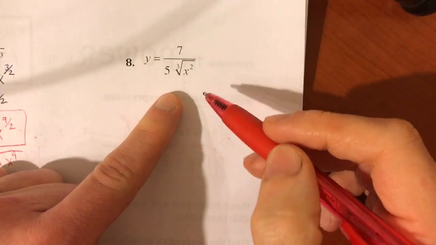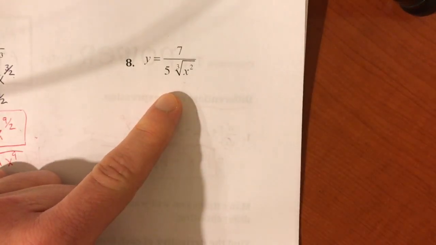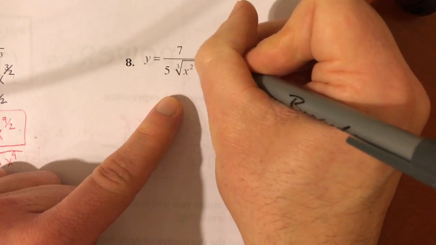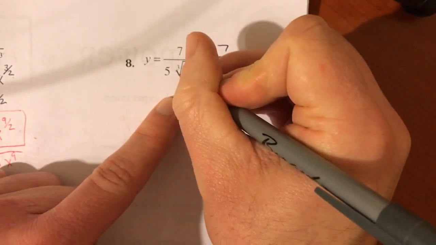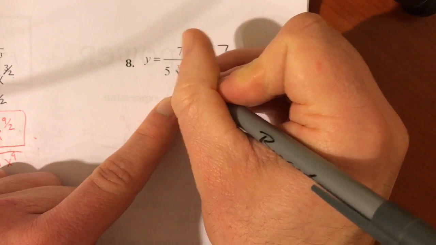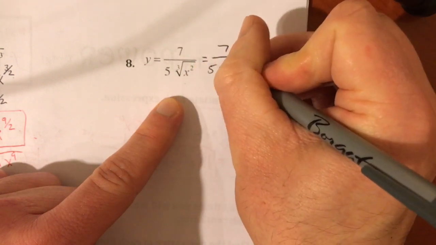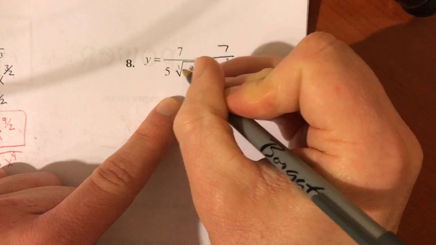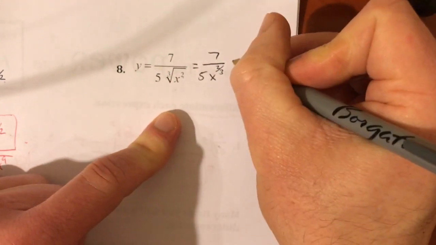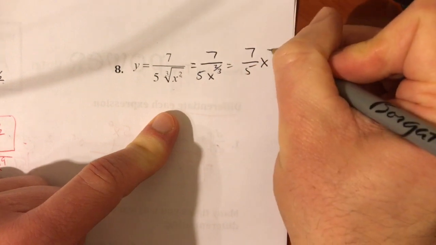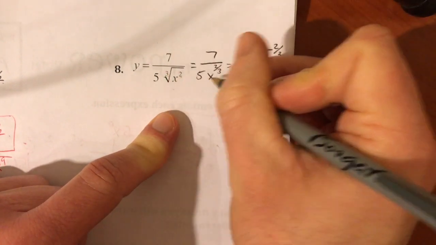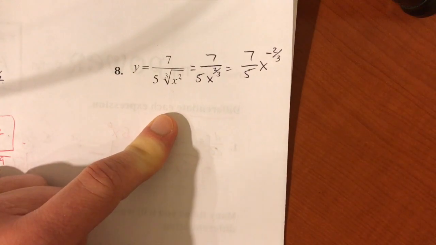Number 8, we got, again, just a radical. It's in the denominator, so we're kind of putting all the ideas together here. Just take your time. The cube root of x squared is really x to the 2/3. Just watch that power over root. And if it's in the denominator, that is really 7/5 x to the negative 2/3. Doing those two maneuvers is often mishandled.